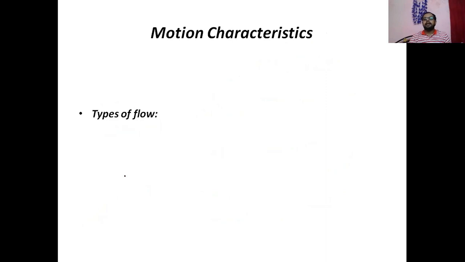The motion characteristics are velocity and acceleration. You can talk about the displacement also, but basically we are more interested in getting the velocity, and if we know the time, we multiply it and get the displacement also.